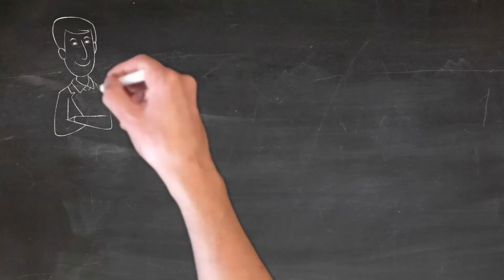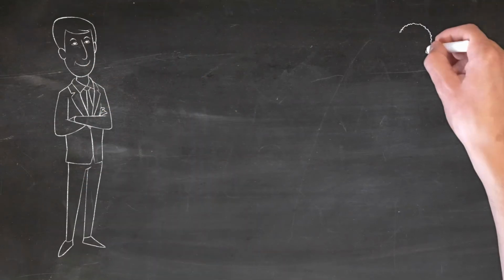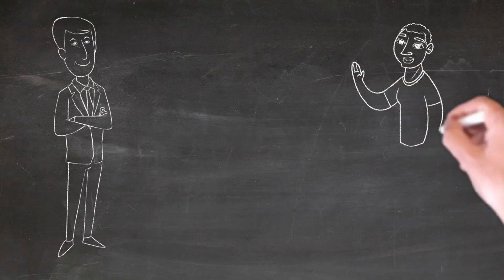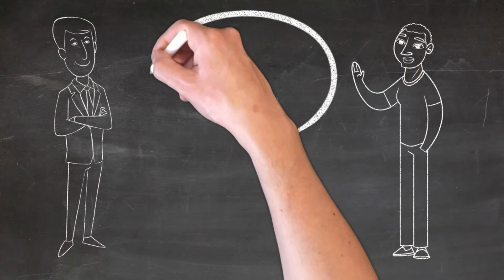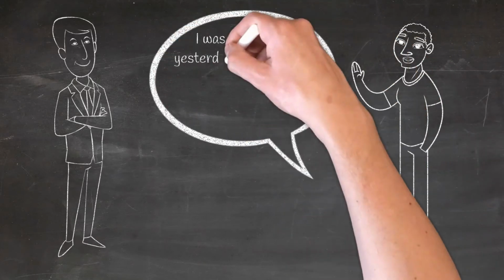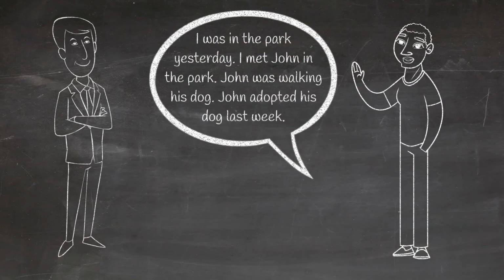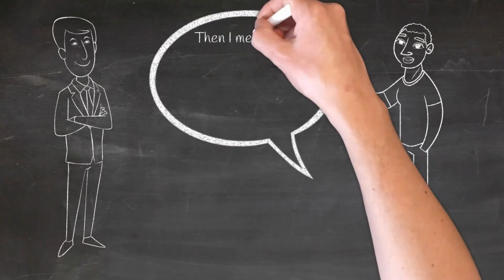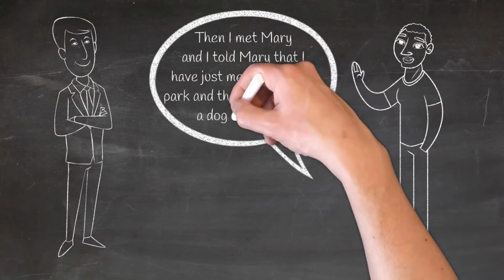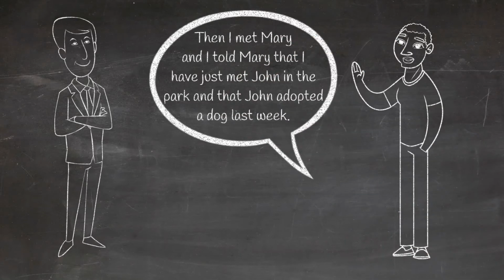So, imagine you are walking in the street minding your own business and happen to run into an old friend. You are both catching up, but he's talking like this. He's saying, I was in the park yesterday. I met John in the park. John was walking his dog. John adopted his dog last week. Then I met Mary, and I told Mary that I have just met John in the park, and that John adopted a dog last week.